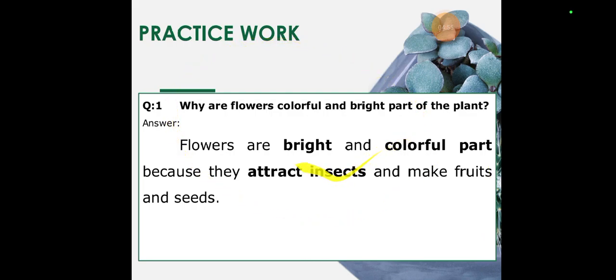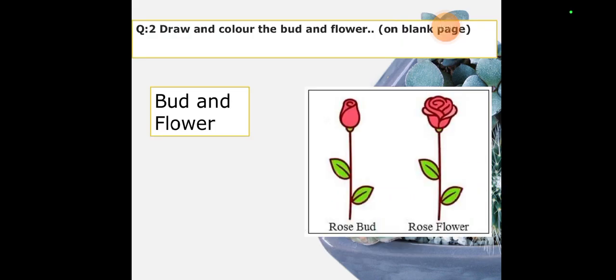Practice work. Why are flowers the colorful and bright part of plants? Flowers are bright and colorful because they attract insects and make fruits and seeds. Draw and color a flower bud and a flower. This is a rose bud and this is a rose flower.